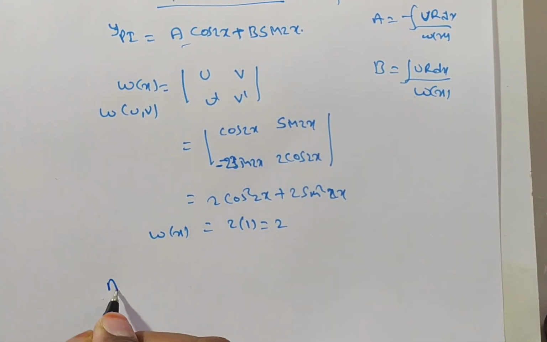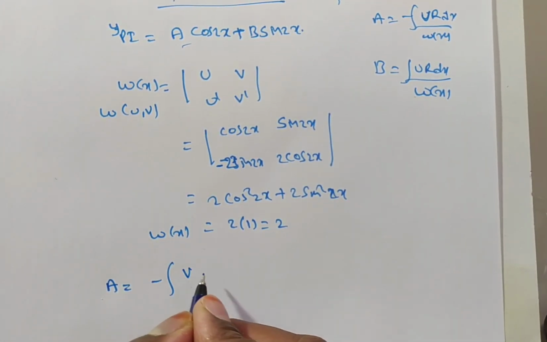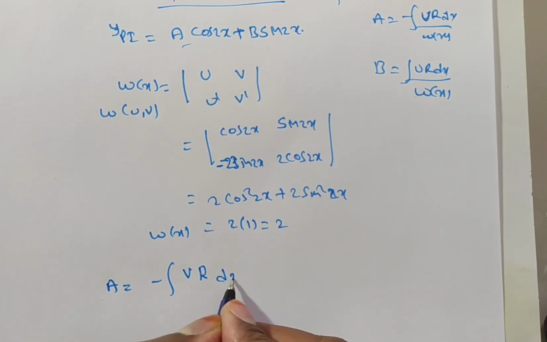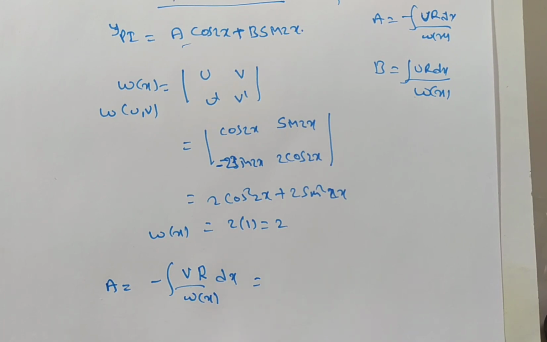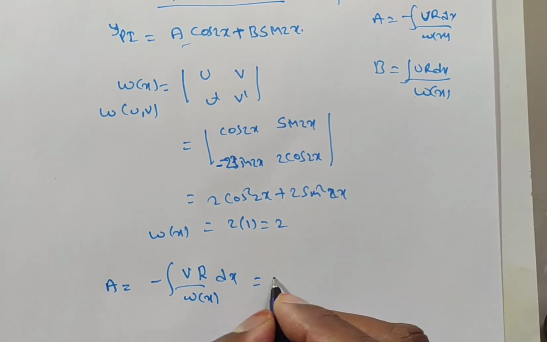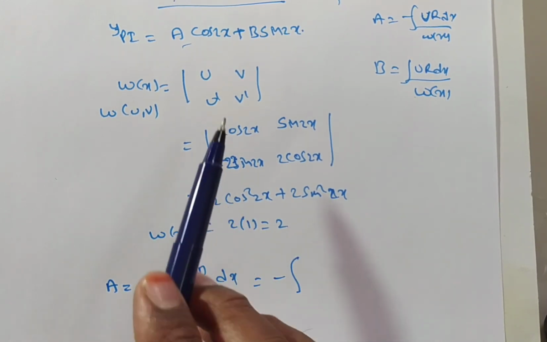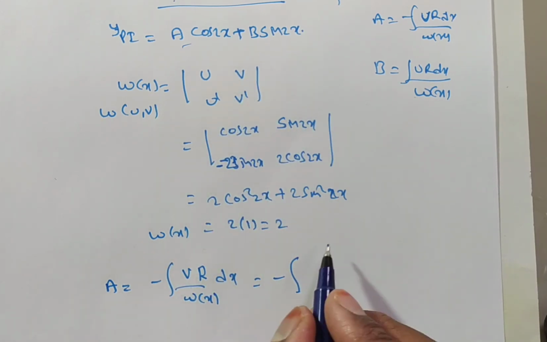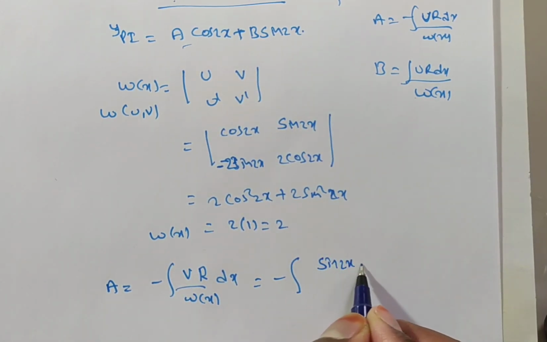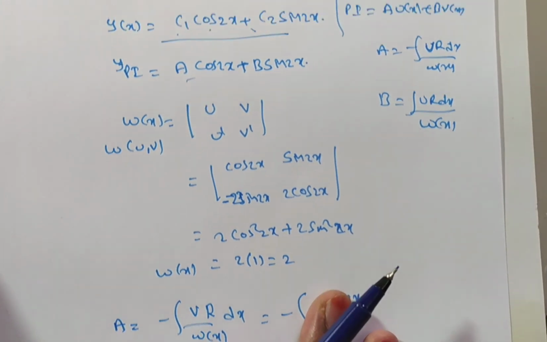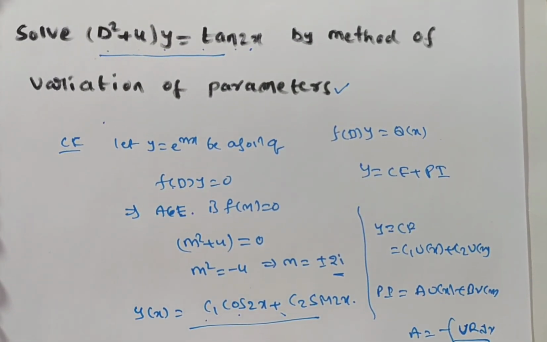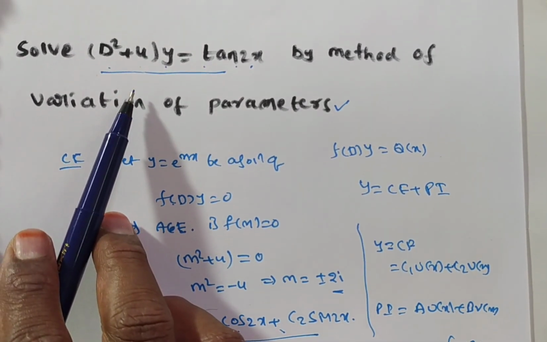Now we need to find a. A is equal to minus integral of v r dx by w of x. Here v, r and w are all in terms of x only. Now minus integral of v. What is v? V is sin 2x, into what is r of x? Actually here, friends, this is in the form of dy by dx plus p of x into y equal to q of x.